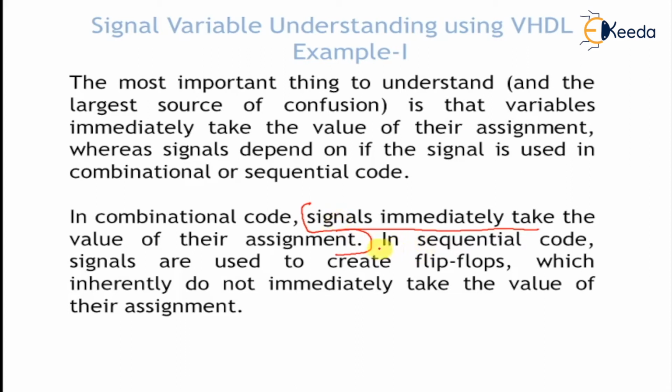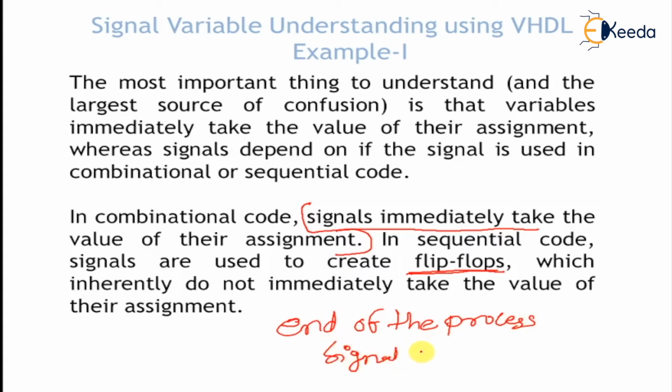In sequential code, signals are used to create the flip-flop. That means they have a memory element, which inherently does not immediately take the value of its assignment. So whenever we are using sequential statements inside the process, the signal assignment happens after the end of the process, and the signal value gets updated.